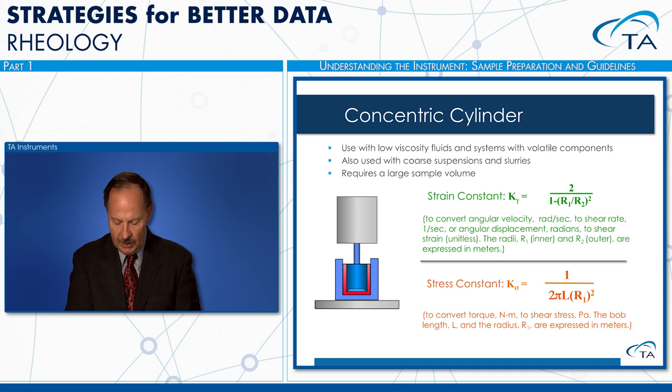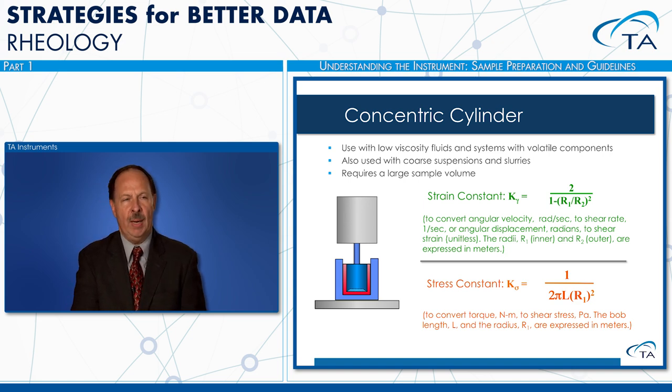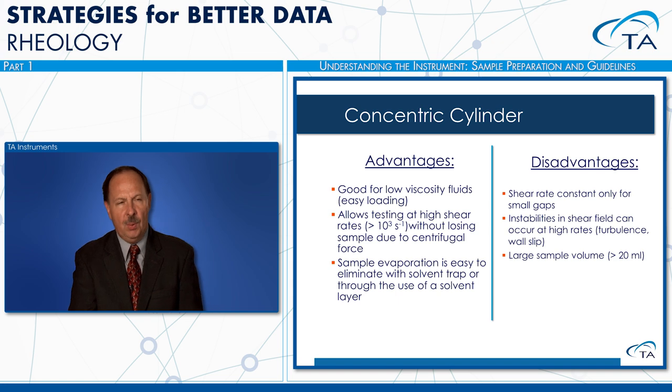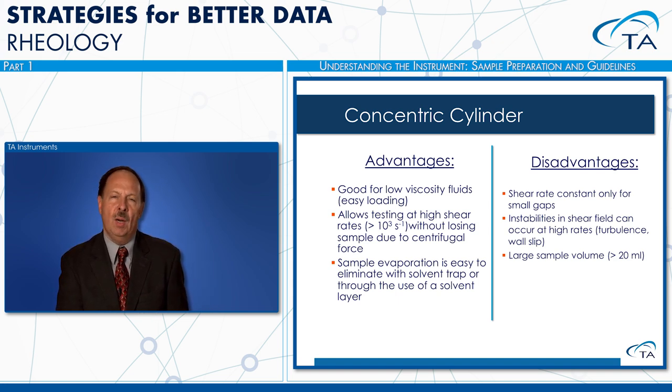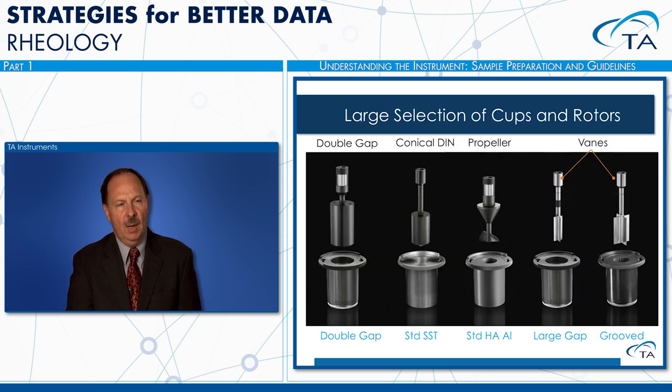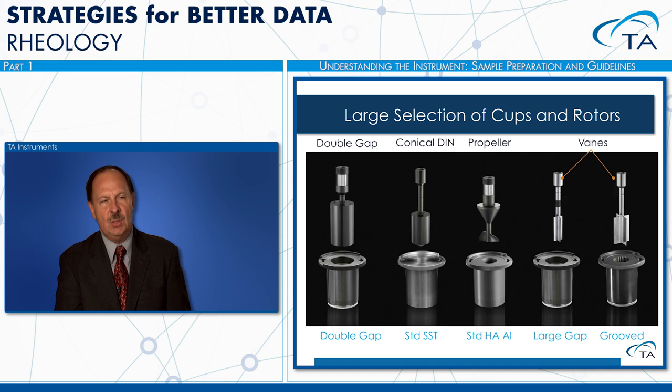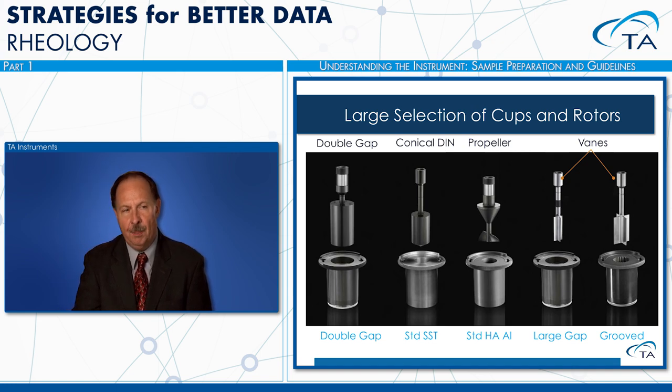So here are the concentric cylinder factors for converting the machine parameters to rheological parameters. And these are the pluses and the minuses for the concentric cylinder. And again, these are used very often for things like paints and coatings, and there's a lot of history to working with these. These show the different kinds of rotors as well as cups. And these are the systems that we have for the DHR rheometers.